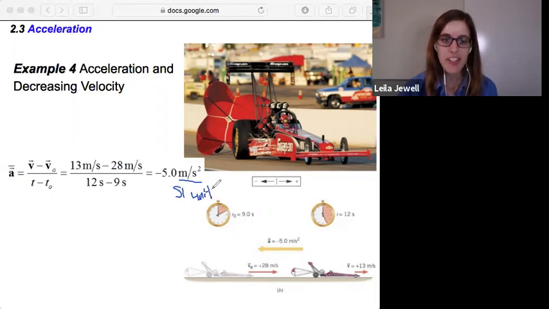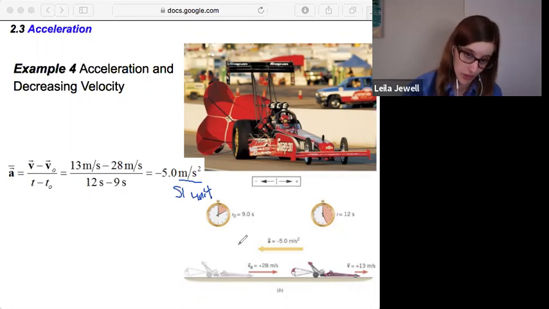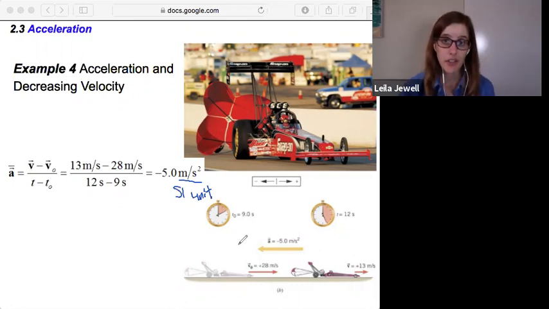All right, but what about this negative 5? What does it mean that the acceleration is negative? You might be tempted to think that it's telling you that it's slowing down, and that's not necessarily true. It is sometimes true, like in this case, but not always. The negative sign tells us that the acceleration is in the opposite direction as the velocity. So the velocity is moving in this positive rightward direction. The acceleration is going opposite the velocity. So it is going towards the negative direction, towards the left.